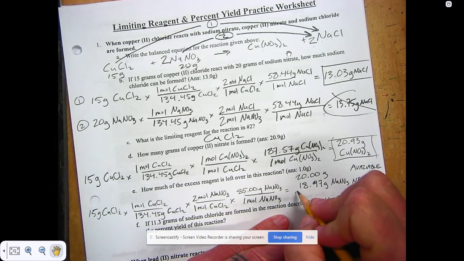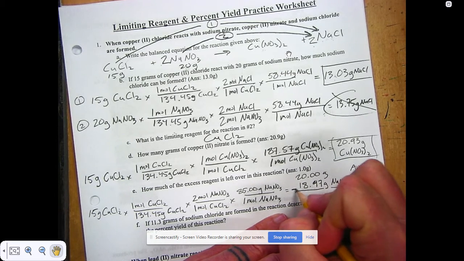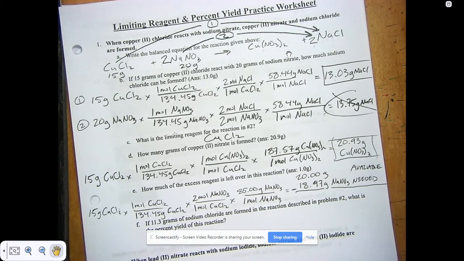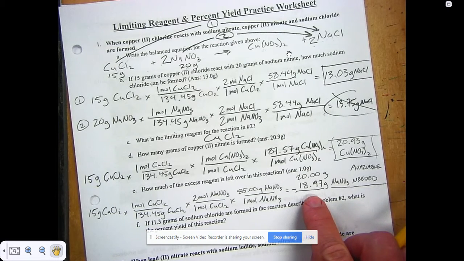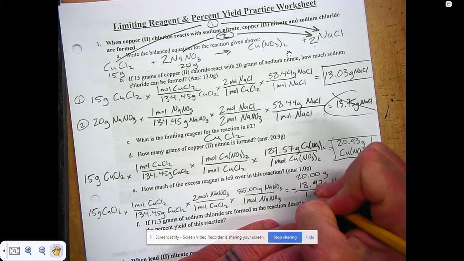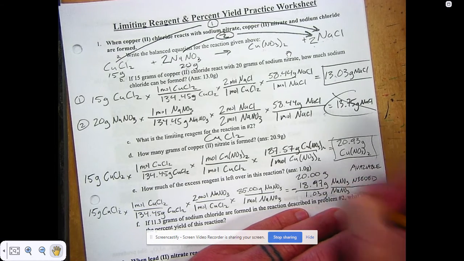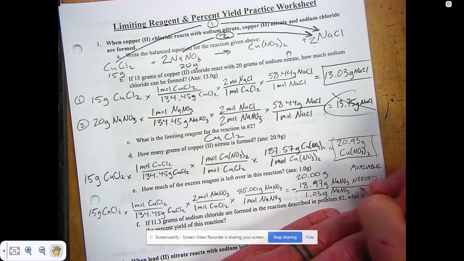So what that means is that the difference between what we have available and what we need is the amount of that reagent that's left over. So that turns out to be 1.03 grams of sodium nitrate left over, or in excess.